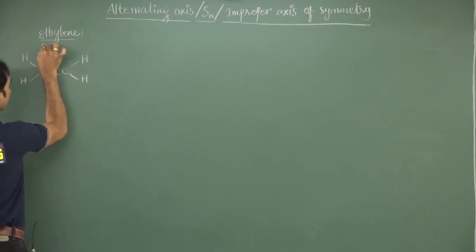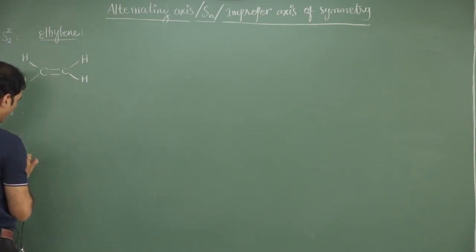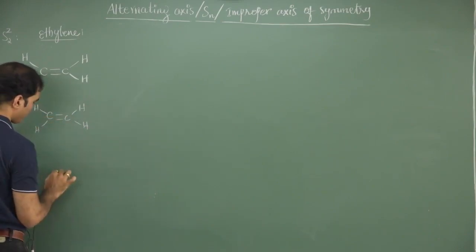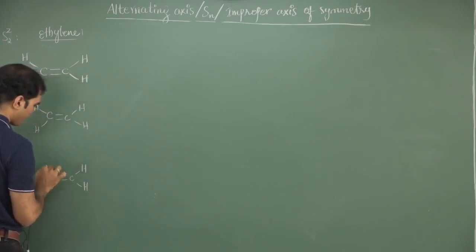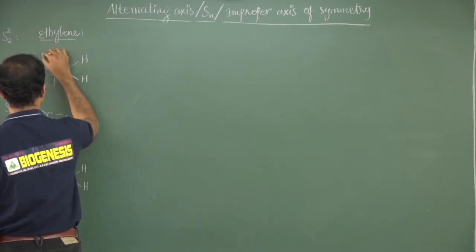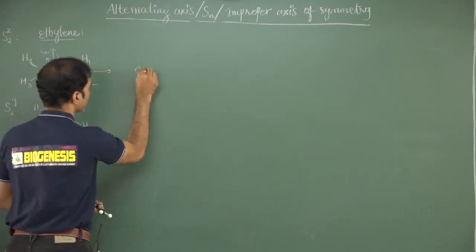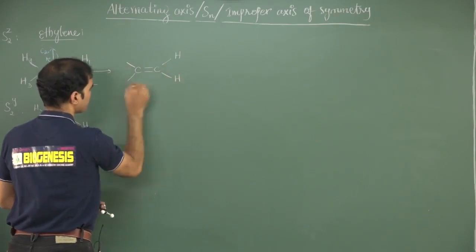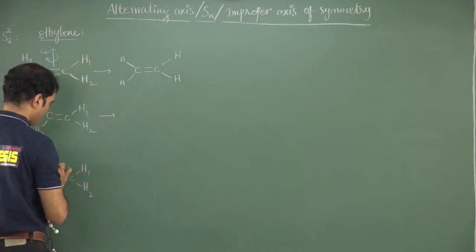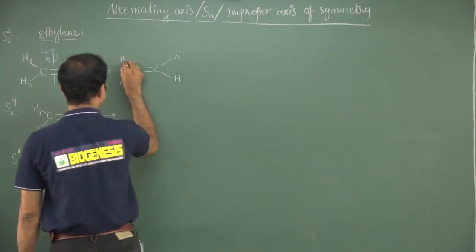Let me perform S2 along Z. Later on let me perform S2 along Y and S2 along X. S2 along Z means it is a C2 along Z. You can check it is a C2 along Z, out of plane rotation. So 1 and 4 will exchange, 2 and 3 will exchange.